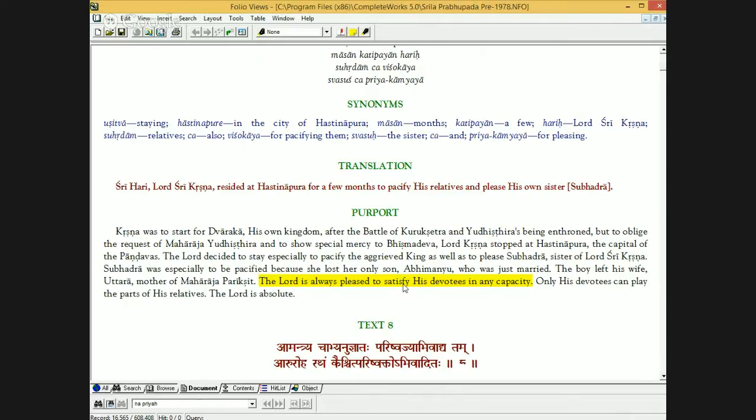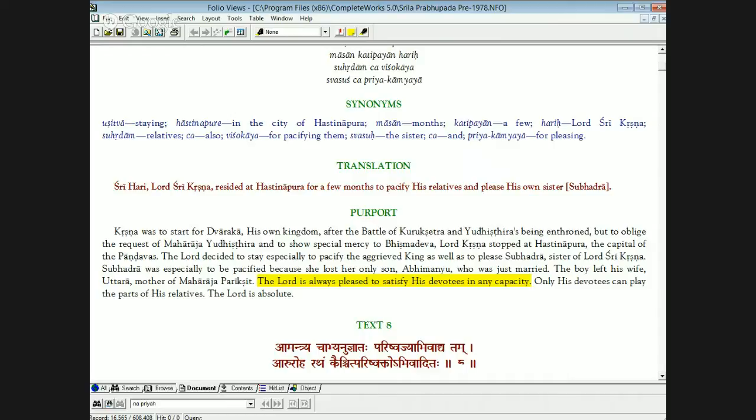Subhadra was especially to be pacified because she lost her only son Abhimanyu, who was just married. The boy left his wife Uttara, mother of Maharaj Parikshit. The Lord is always pleased to satisfy his devotees in any capacity. Only his devotees can play the part of his relatives. The Lord is absolute.